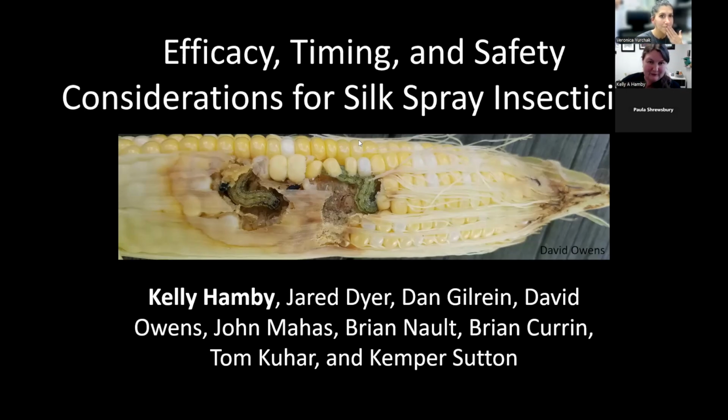All right, I'm going to get started. So if you are not growing a VIP containing Bt hybrid, then you're likely going to need to be spraying silk spray insecticides for controlling corn earworm.